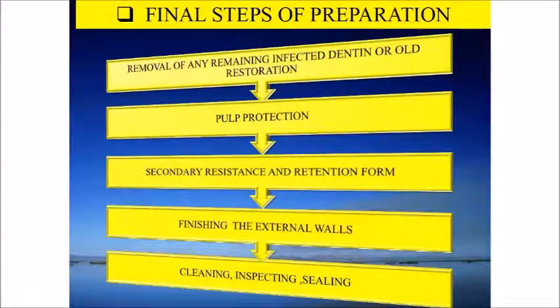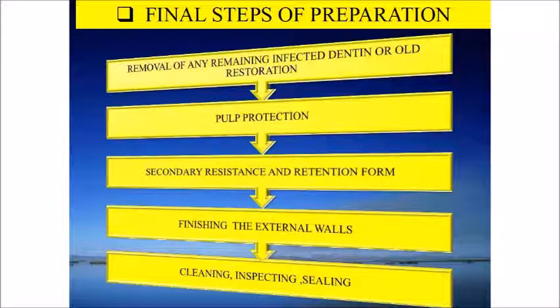The final steps of cavity preparation involve 5 stages, as I have already mentioned. First one is removal of any remaining infected dentin or old restorations. Second one is pulp protection whenever indicated. Third one is secondary resistance and retention form, together. Fourth one is finishing the external walls. And fifth one is cleaning, inspecting, and sealing. That is the last one. So it involves 5 steps.